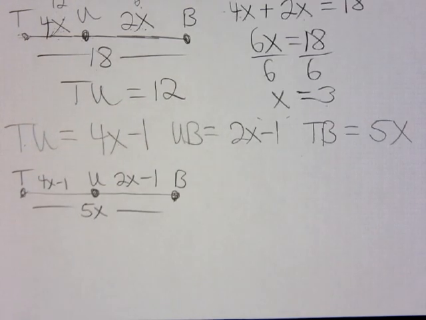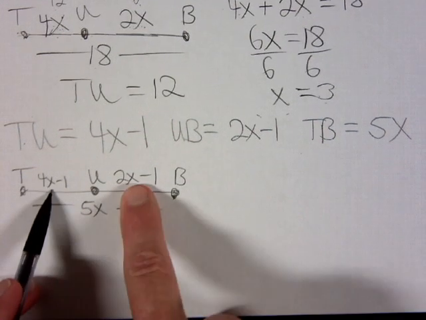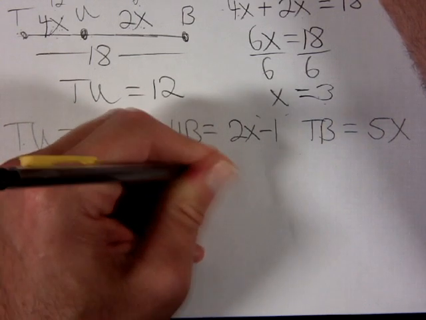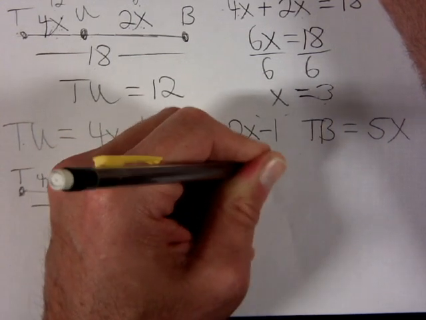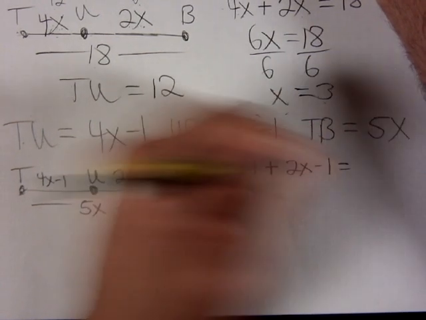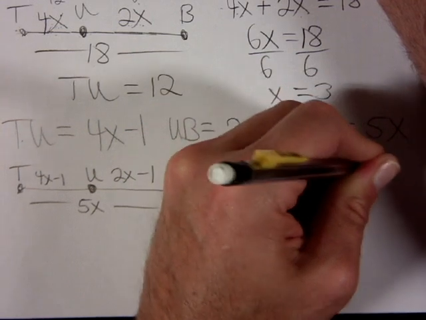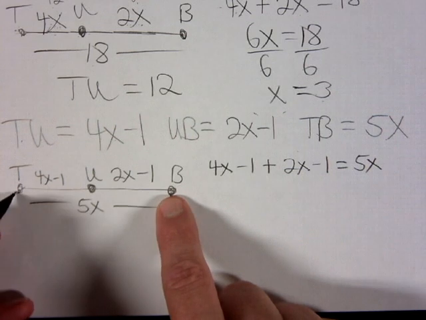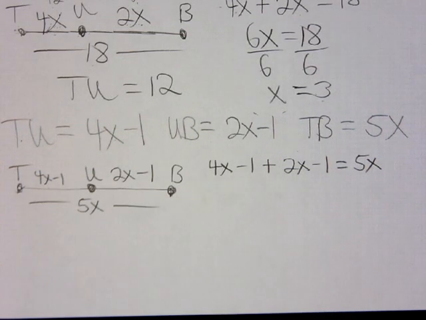Okay? Now that I've labeled it, I can now use the segment addition postulate to write an equation. Remember what the segment addition postulate says. It says this piece plus this piece equals the whole thing. So here's the equation that I need to write: 4x minus 1 plus 2x minus 1 equals 5x. So remember, this piece plus the other piece equals the whole thing. That's where we generate our equation from. Okay, so now it's just a matter of solving it.